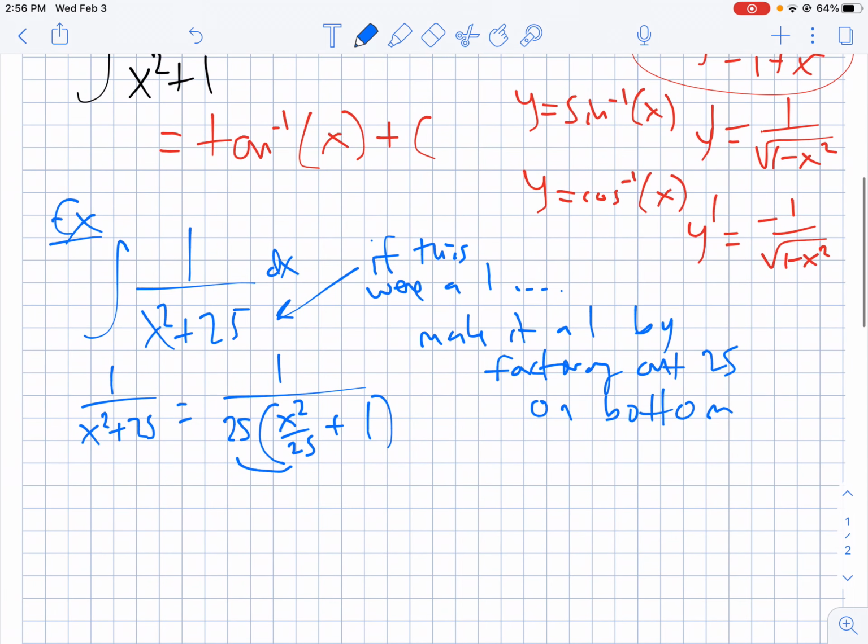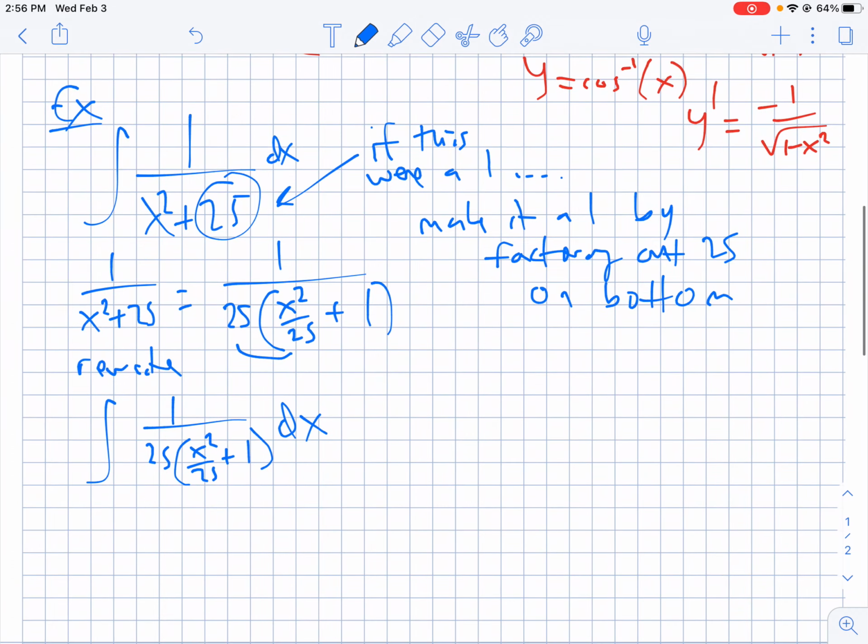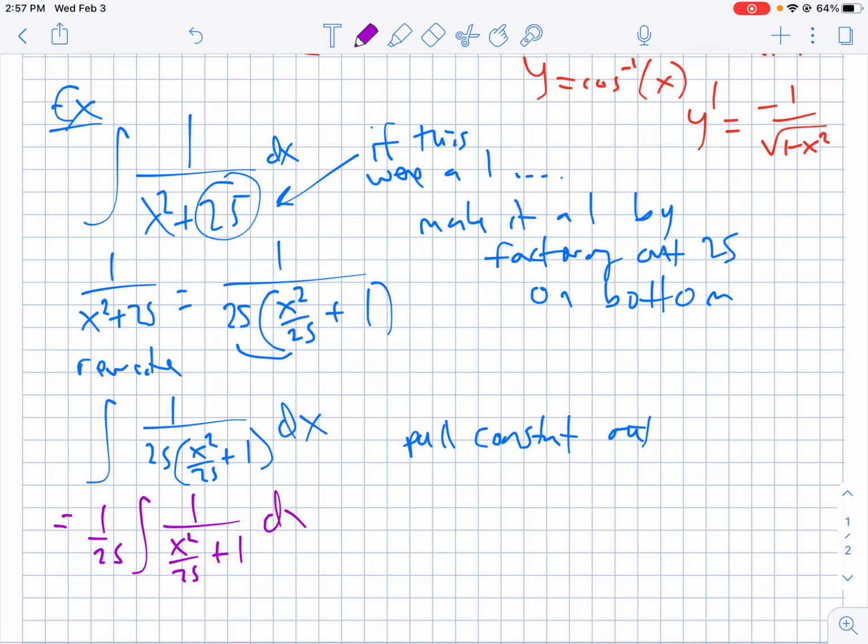So I can rewrite this integral. So I just kind of factored out this constant from the bottom. So I'm going to rewrite the integral as 1 over 25 times x squared over 25 plus 1 dx. Okay, and now we can pull the constant out in front. All right, that's a strategy we've done a million times on an integral. So we can go ahead and just write this as 1/25 times the integral of 1 over x squared over 25 plus 1. Okay, now here's a little trick. We want to be able to write this as kind of as like something squared.